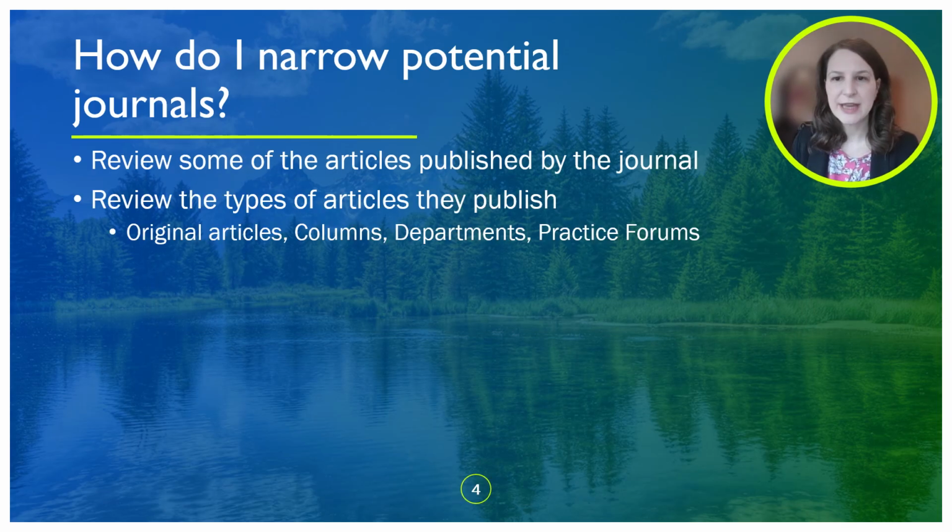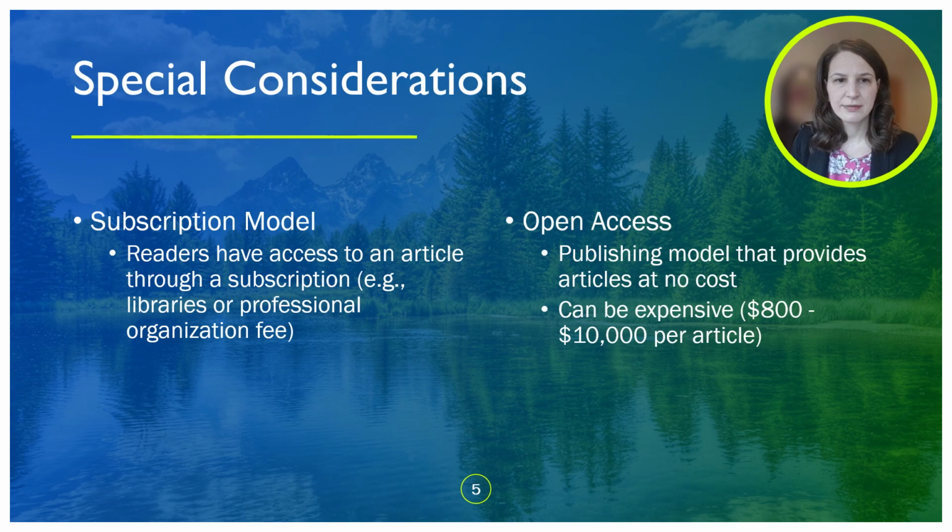Next, review some of the types of articles the journal publishes. For example, if you're wanting to publish a nurse-led QI project and the journal only publishes reports from qualitative research, that may not be the journal to target. Instead, you would want to look for a journal that publishes nurse-led QI projects. Also review the different types of articles the journal publishes to see if there is one that may fit well with your manuscript.